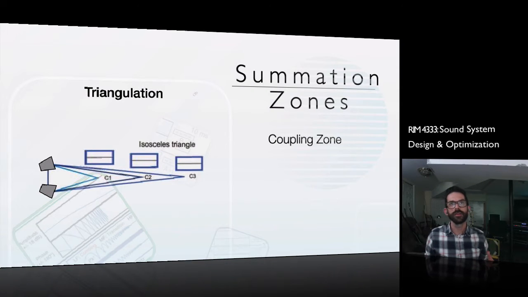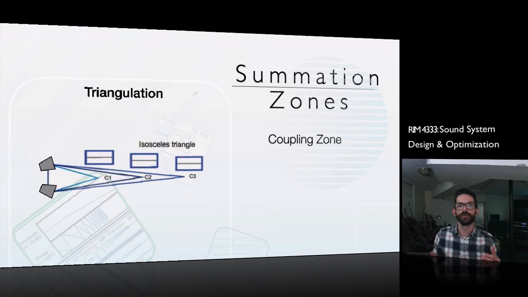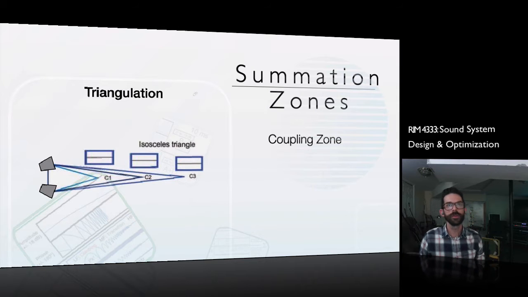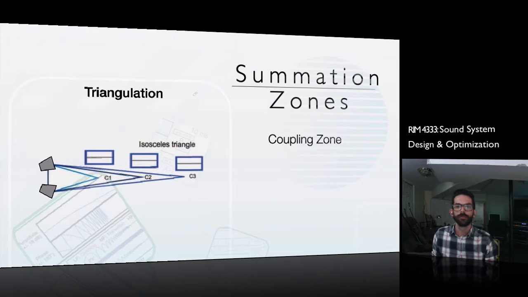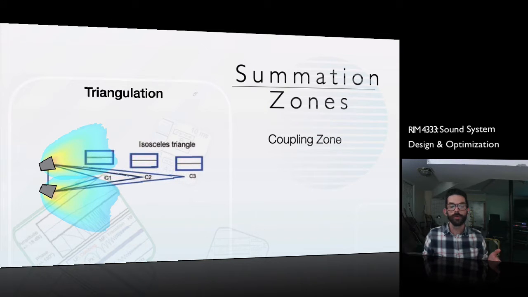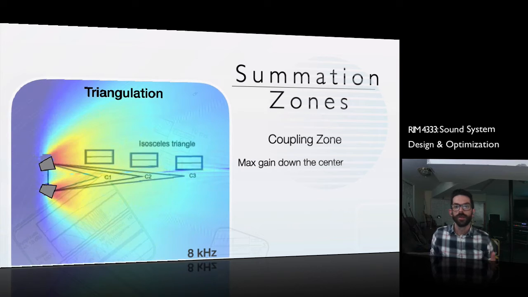I find it best to think of the different summation zones in terms of triangles. So the coupling zone you can think of as an isosceles triangle. As we look here with two loudspeakers, each playing their discrete signals, when they sum together, we maintain an even area of overlap down the center where we have maximum gain. This is illustrating to us that the coupling is happening down the center of the plane.